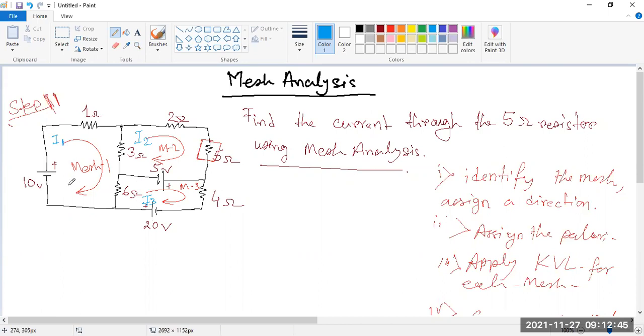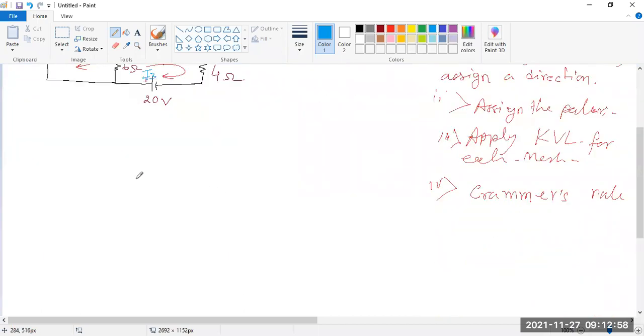Yes, this is polarity, meaning direction, from here to here. So we can solve it one by one for the mesh. Look, this is the KVL law, third step. The third step, step 3, you can find KVL law.